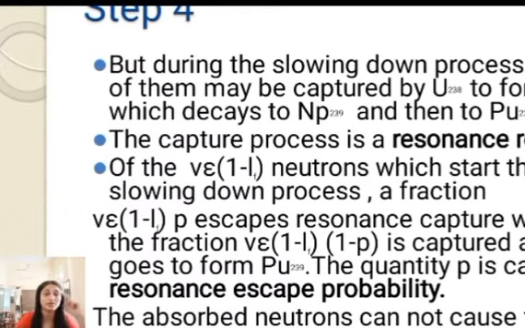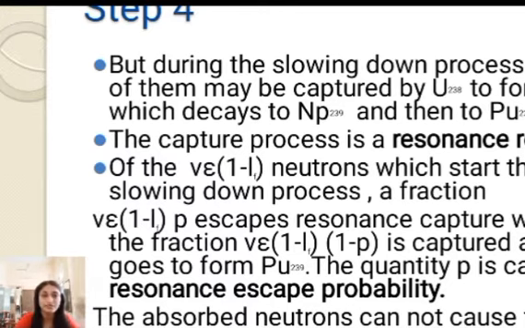Just remember here, earlier also the neutron was captured by uranium-238, but that was a fast neutron and that caused the fission of uranium-238. But now this neutron is a thermal neutron. So if a thermal neutron is captured by uranium-238, it cannot cause fission of uranium-238. It forms uranium-239 which decays to neptunium-239 and then to plutonium-239. This capture process is called a resonance reaction.